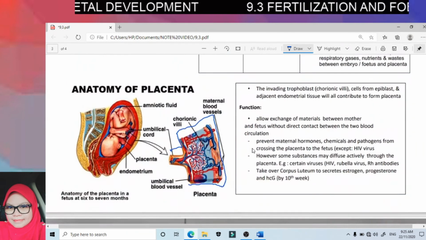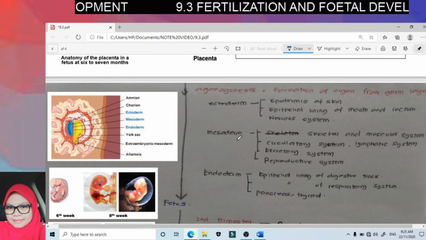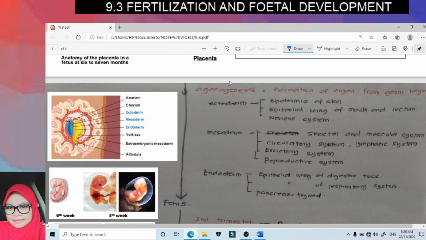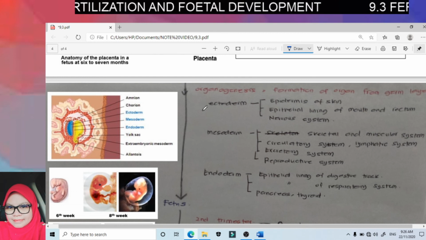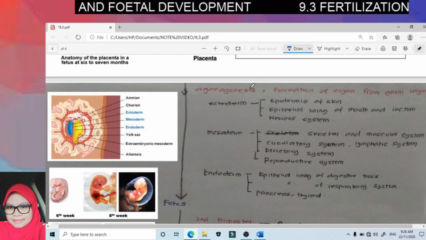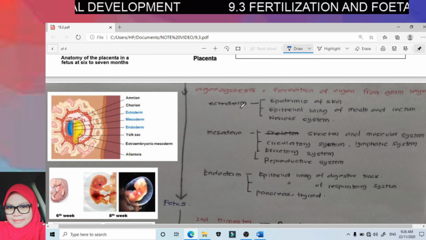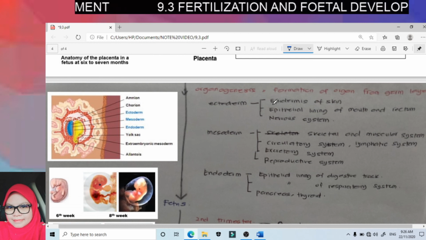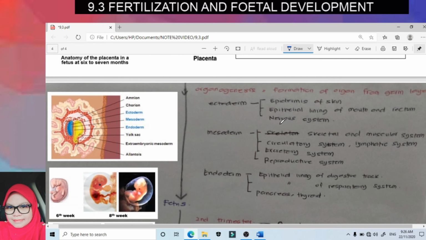Okay, after the embryo has a central nervous system, then it may undergo organogenesis. The neurula may undergo the process of organogenesis, which is a process of formation of organs from the germ layers. So we have 3 germ layers: ectoderm, mesoderm, endoderm. All these 3 germ layers will develop to form organs and also organ systems.